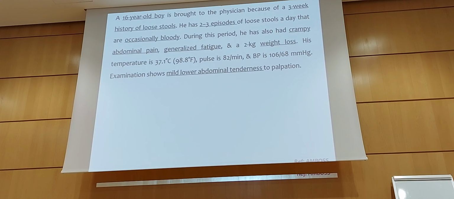So there are 2 to 3 episodes of loose stools a day, and occasionally bloody. So it's bloody diarrhea for 3 weeks. And he also had crampy abdominal pain, generalized fatigue, and 2 kg weight loss. So what do you think? There's weight loss, fatigue, abdominal pain, bloody diarrhea for 3 weeks. So you're thinking of IBD, inflammatory bowel disease.